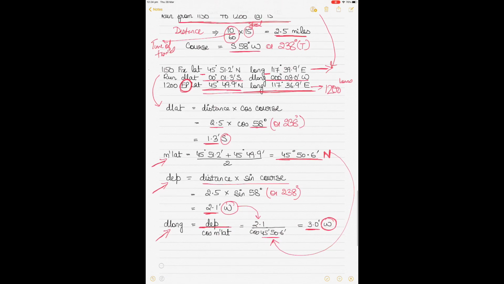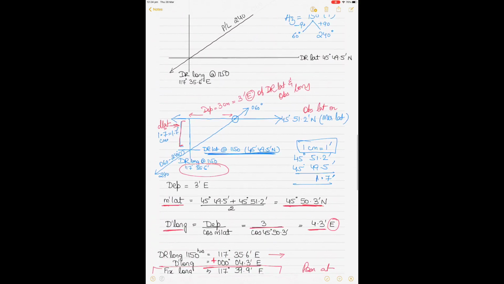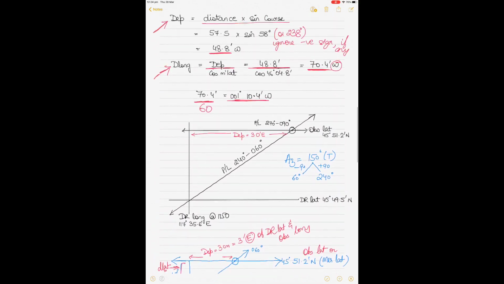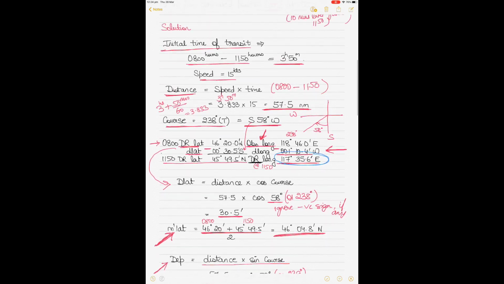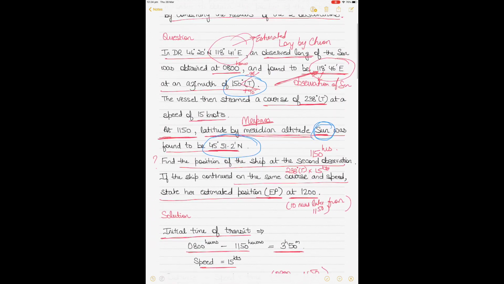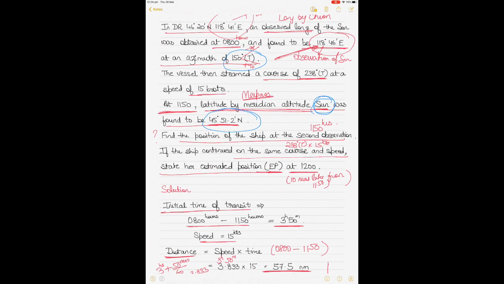Alright, so I hope that was simple and I didn't confuse you somewhere in the middle. Just to make it very clear, you use your DR latitude and longitude and you apply your course and speed, then you get your estimated position lat and long, and then you can plot the position lines, and the intersection of the two position lines will give you the observed position. So estimated positions are always based on a projected course and speed, and observed positions are based on the observation of celestial bodies. I hope that was clear to you.